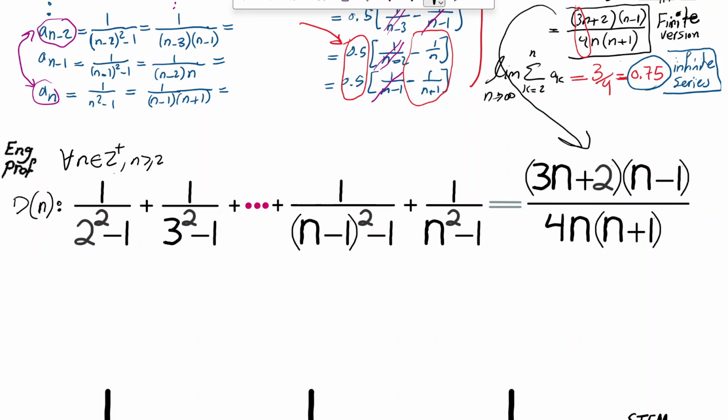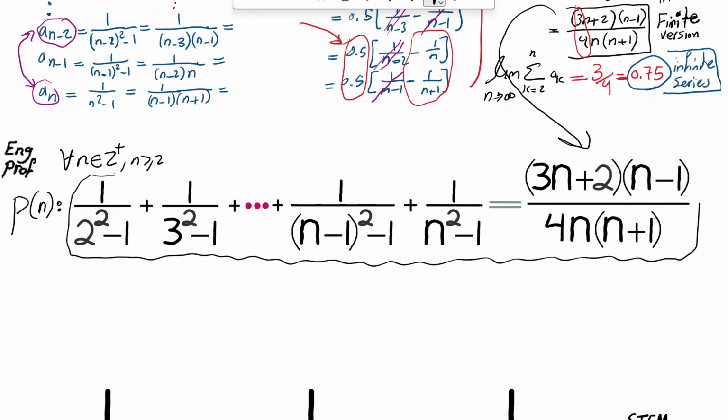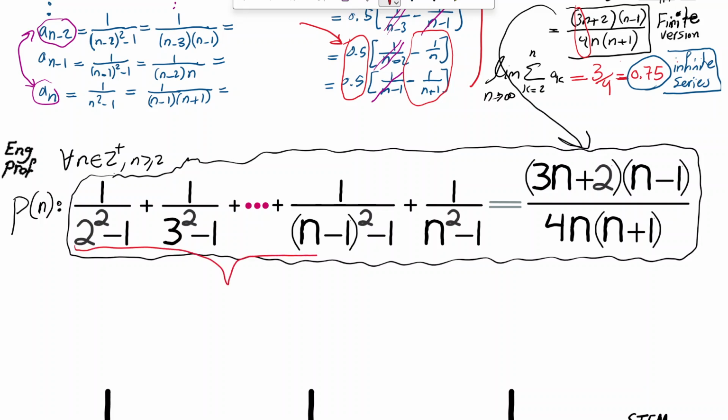P(n) is a predicate or logical statement that states that this sum, the left hand side and the right hand side, are equal to each other. Here is our left hand side, and this side is our right hand side, and we want to say that these two are equal. I'm going to write it here.